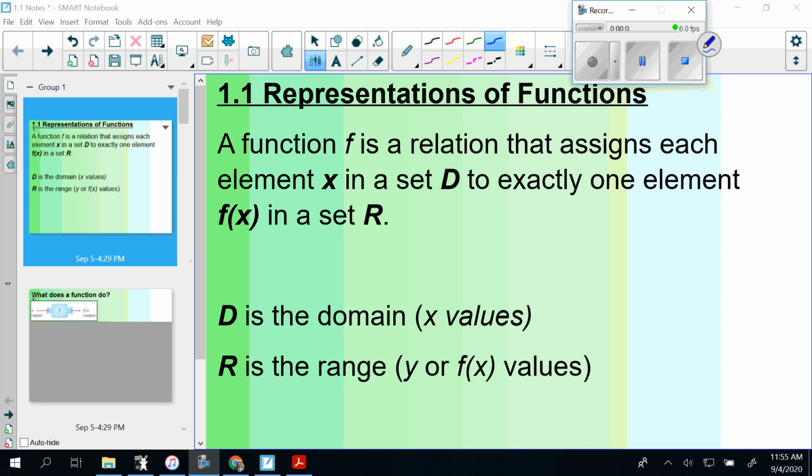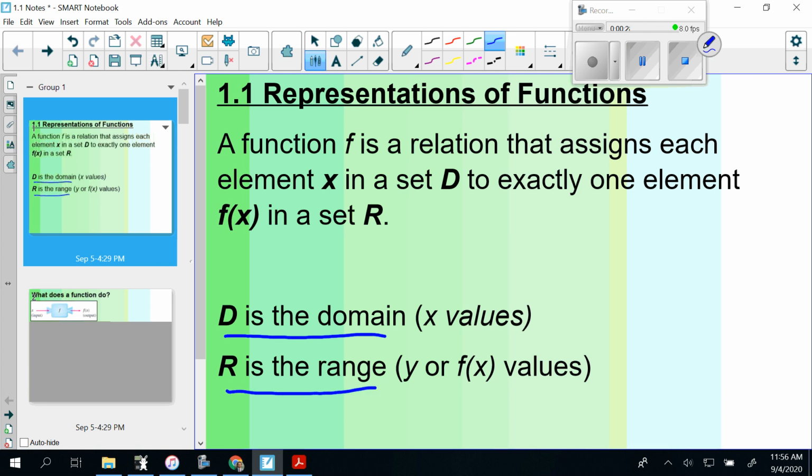Right, today we're going to look at representations of functions. Let's start with functions. A function f is a relation that assigns each element x in a set D, which oftentimes we've referred to as the domain, to exactly one element f of x in a set R, where R is called the range.